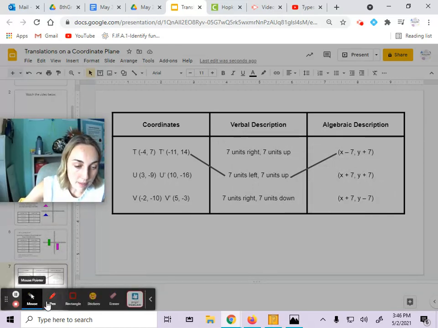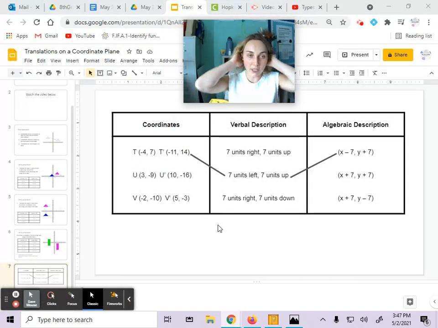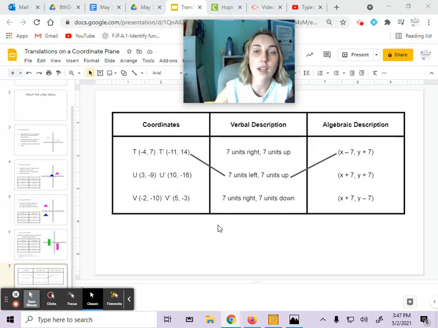Alrighty, so let me know if y'all have any questions or anything like that. That's all I have for you, so just make sure you finish this translations on the coordinate plane Google form or Google slide and then just turn it in.